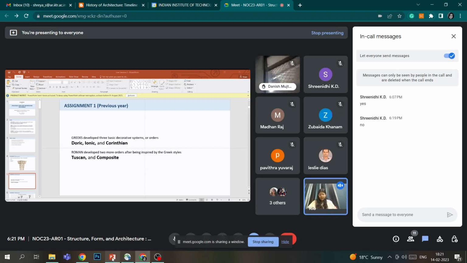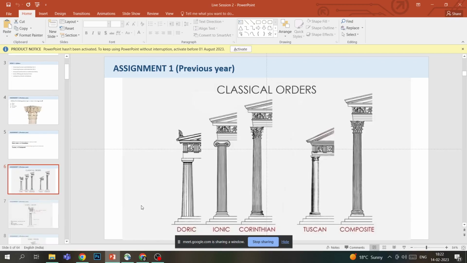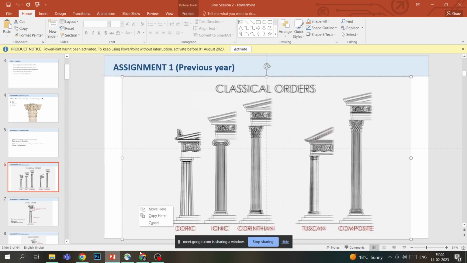I hope the screen is visible now. Firstly, we should know, which is a very basic and important thing, that the three orders, the three basic decorative systems, were developed by the Greeks, and they are Doric, Ionic, and Corinthian. The Romans, however, developed two more orders after being inspired by the Greek styles, and these two are the Tuscan and Composite styles. So these are the five classical orders, but the main three are Doric, Ionic, and Corinthian, which are the Greek orders.